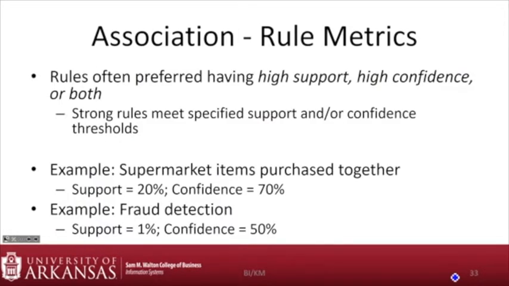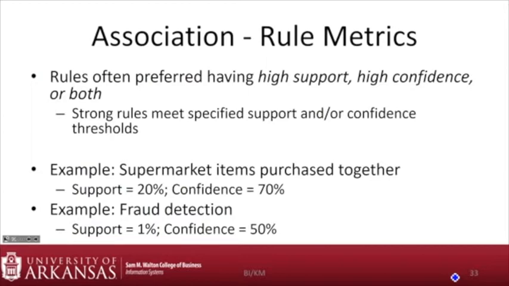In general, we want high support and high confidence. Both is even better. The word high is very relative. So if we have supermarket items purchased together, we're talking about a supermarket. The support, again, is how many times that rule happens overall out of all the transactions. So getting a support of 20% is actually really good. That's saying that people are buying X and Y together 20% of the time.